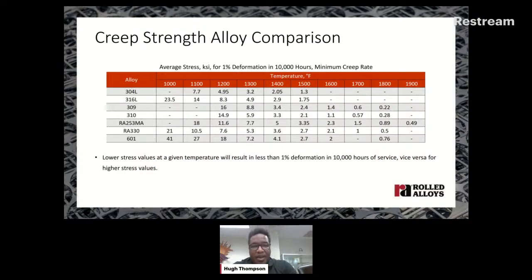So here we have a comparison between different creep strength of various alloys. Just to give an example, Ra253MA at 1800 degrees Fahrenheit requires 0.89 KSI to deform by 1% deformation in 10,000 hours of testing. Another example is Ra330 at 1800 degrees requires 0.5 KSI to deform by 1% in the same 10,000 hours. The lower stress values at a given temperature will result in less than 1% deformation in 10,000 hours of service.